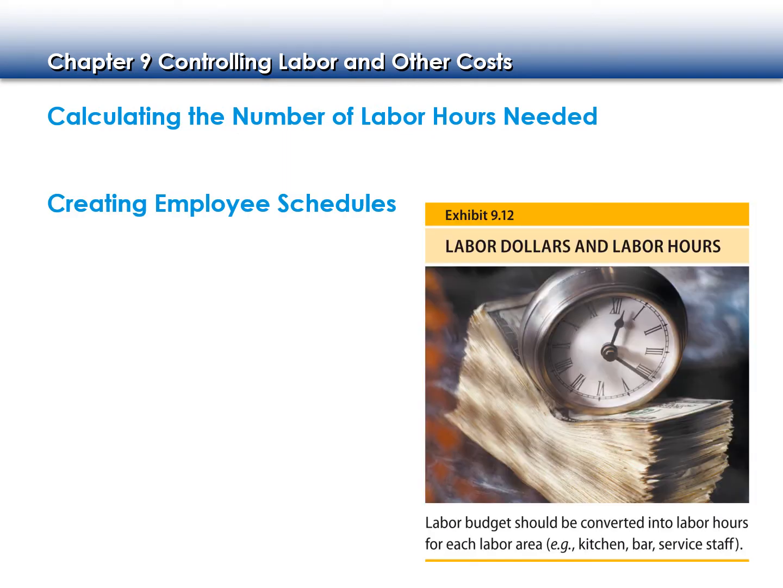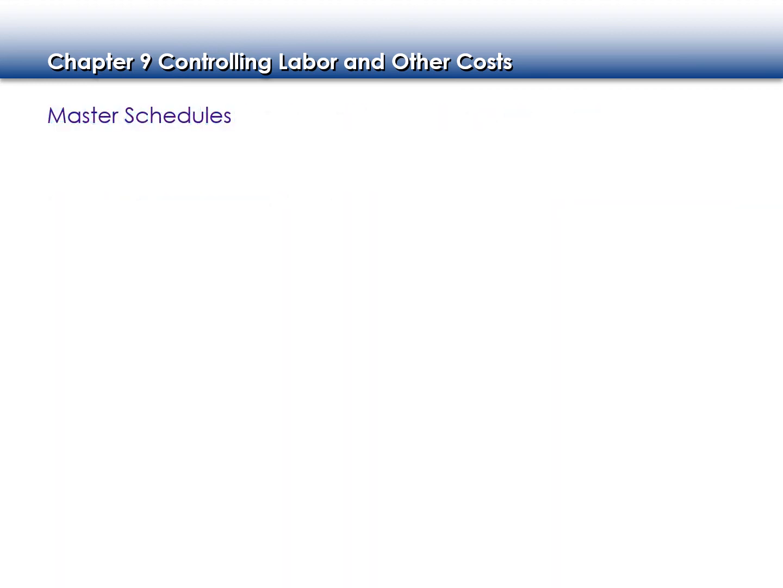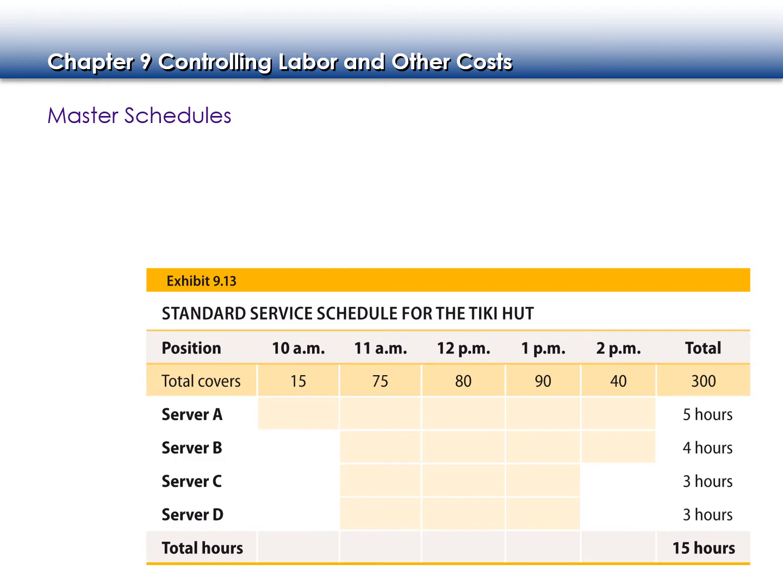So as we are looking at the number of labor hours needed in creating our schedules, it's important to realize that we don't need to bring every single employee in at the exact same time. We can stagger people as they come into the restaurant as far as the schedule. So this master schedule shows how server A comes in.